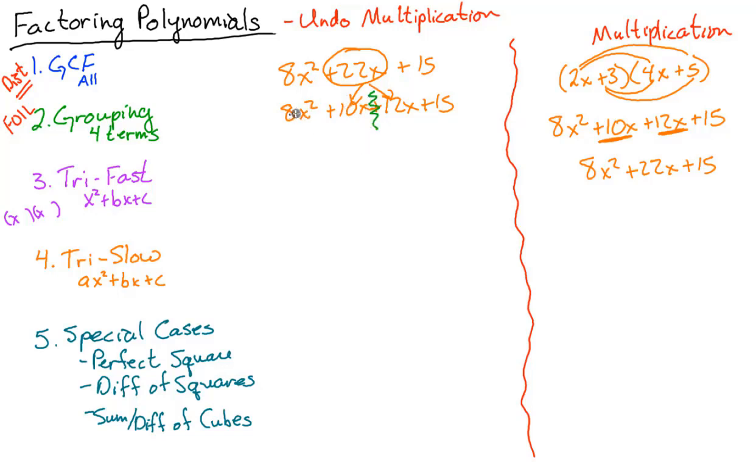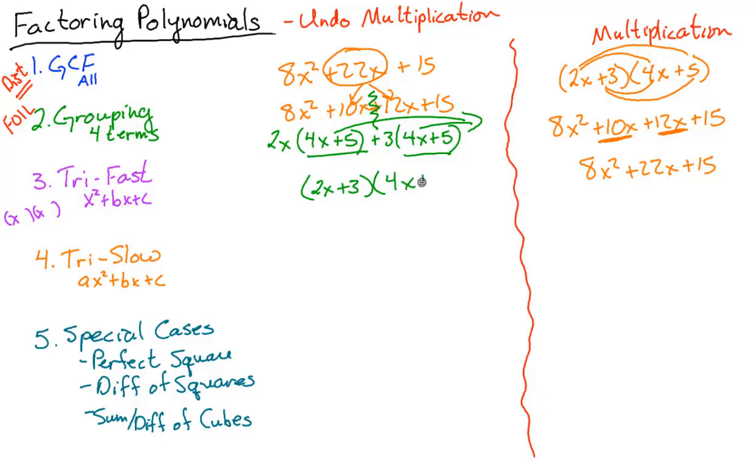Saw it right in half and you're like, oh, what can I pull out of this half right here? Well, a 2 and an x. We know how to do this. We're left with a 4x plus a 5. And over here, what can we pull out of this? A 3. And we're left with a 4x plus a 5. And we pull the 4x plus 5 out that way, and we're left with 2x plus 3 multiplying that 4x plus a 5. Indeed. Now look at what we ended up with. Look at that. We undid it exactly.